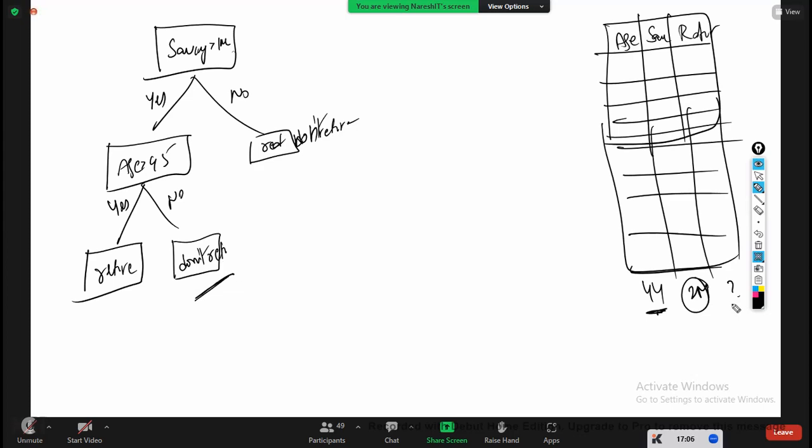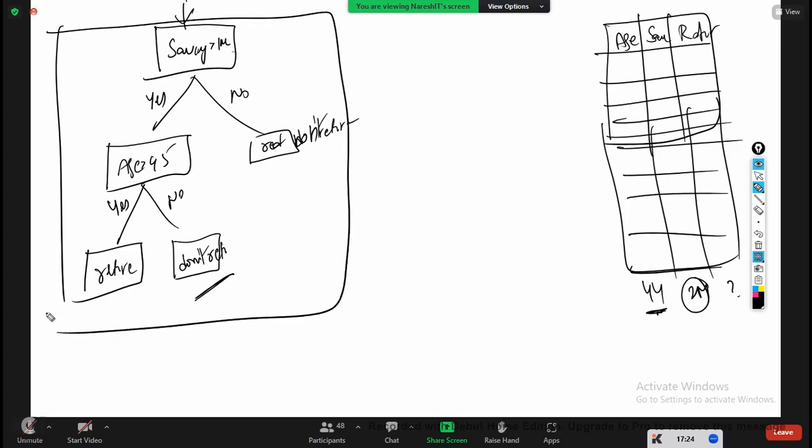In that way, the machine will predict. First, it will create the decision tree for the given data set, and the unknown data will be passed into the decision tree. Finally, whichever leaf it lands in, that will be the answer.